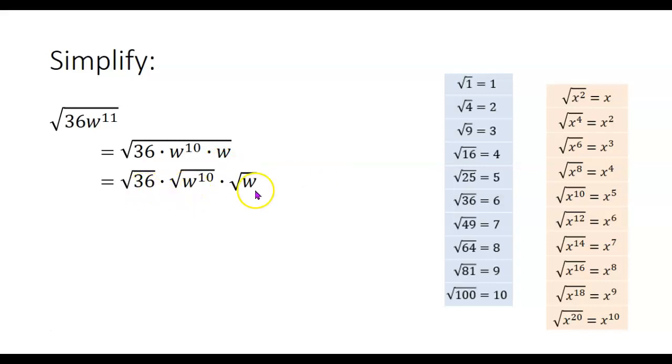And then when we take the square root of each individual factor, the square root of 36 is 6. The square root of w to the 10th is w to the 5th power, and the square root of w just has to stay the square root of w. So our final answer is 6w to the 5th times the square root of w.